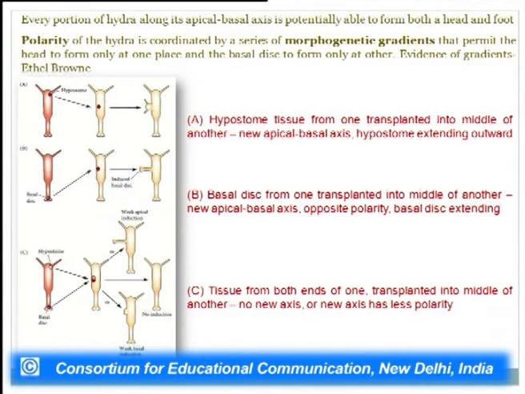Evidence of these gradients was given by the scientist Ethel Browne, and her experiment is shown in the diagram. When the hypostome tissue, or the mouth tissue, from one Hydra was transplanted into the middle of another, a new apical-basal axis was formed and the hypostome started extending outward. In part B, you can see that if a basal disc was taken and transplanted into the middle of another, a new apical-basal axis was formed and the opposite polarity was there. The basal disc started extending.